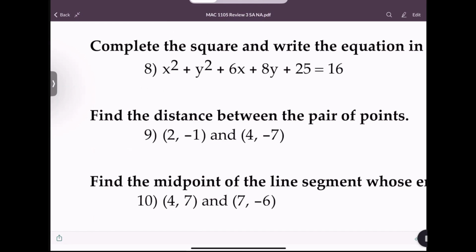Yeah. Well, show her the work of how you got, like how you got the 3 and you got the 9 to add to both sides. You know what I'm saying?